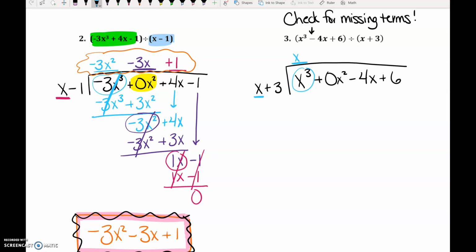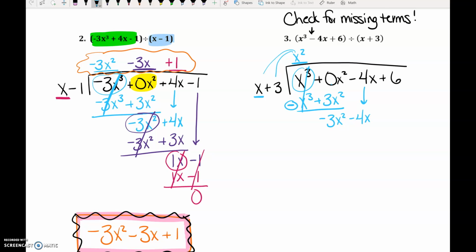Okay, x times x squared gives us x to the third. We multiply, we get x cubed plus 3x squared. We need to subtract. First term cancels. 0 minus 3 is negative 3x squared. That's the most common mistake. People see 0 and positive 3 and they put a positive 3x squared here. You have to subtract both of these terms. With long division, you are subtracting. Bring the next term down.